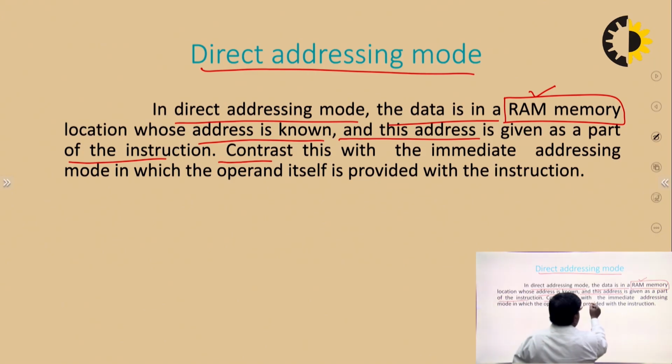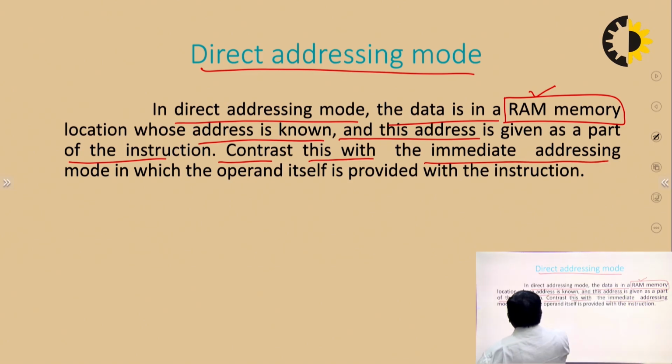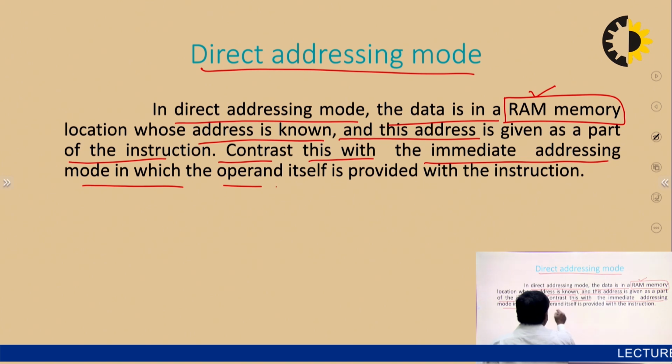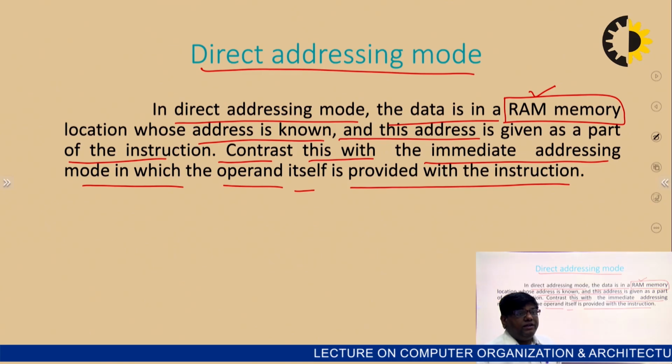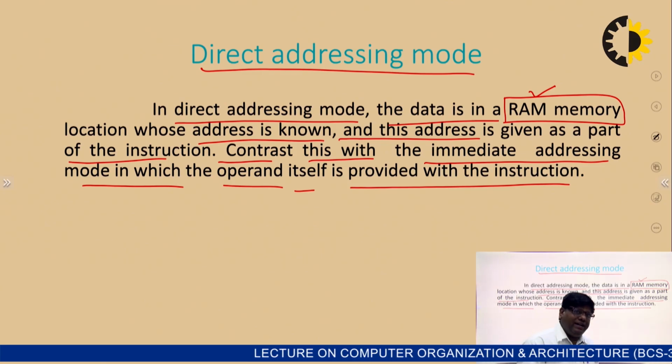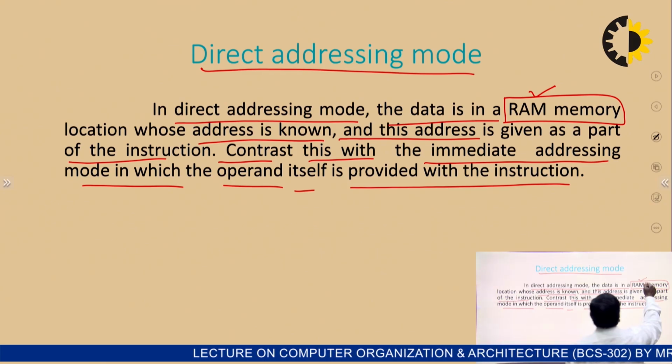Contrast this with the immediate addressing mode, in which the operand itself is provided in the instruction. In direct addressing mode, the operand's address is given in the instruction, here, the memory.